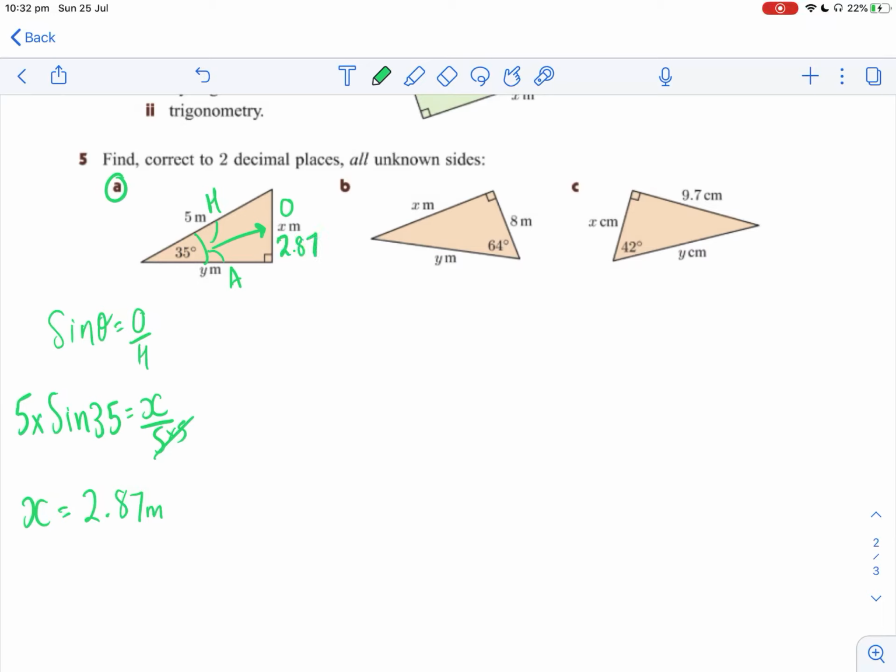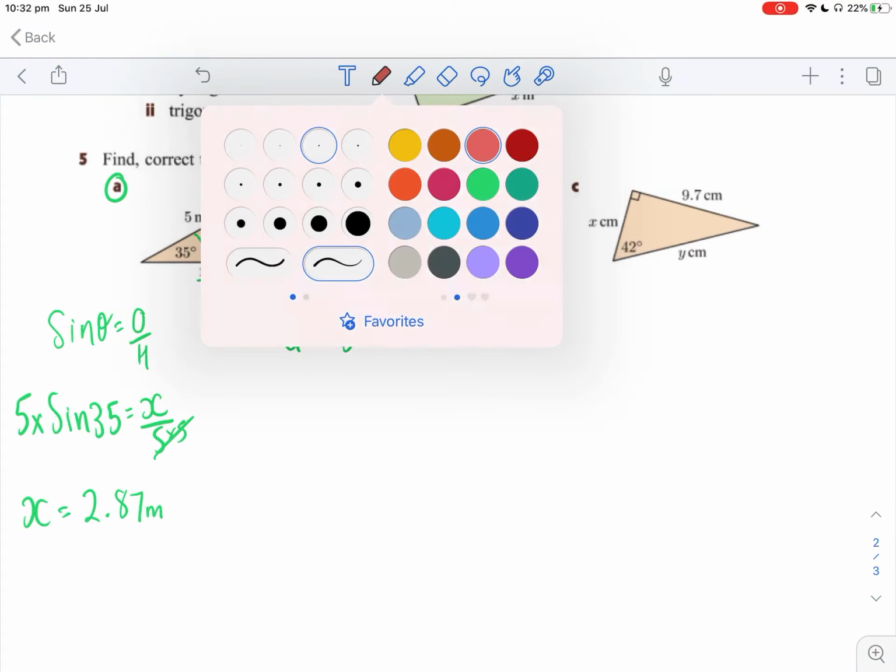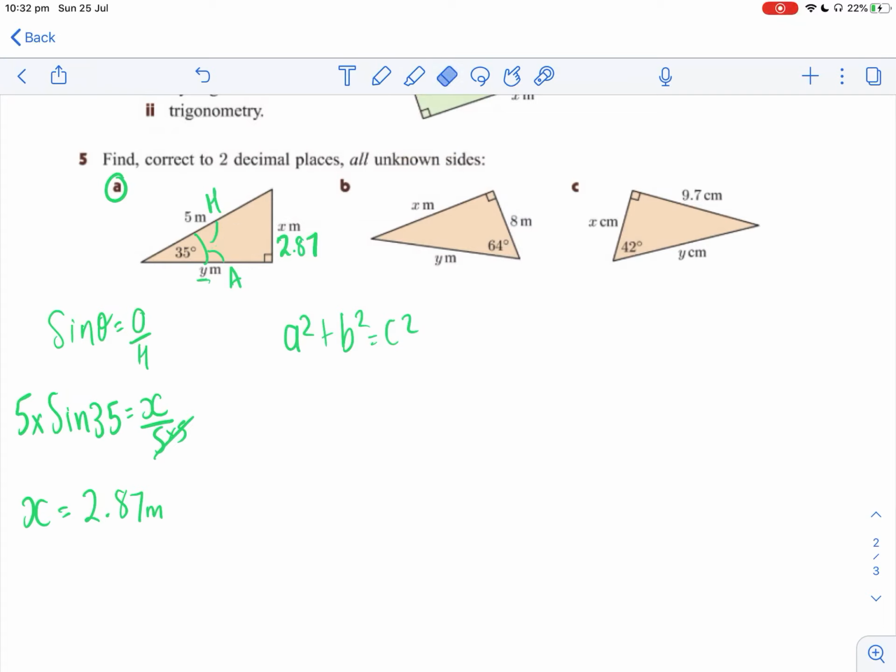Now there's two ways to find y. One is you could use trigonometry and the other is to use Pythagoras. So I'm actually going to use a squared plus b squared equals c squared. I'm going to change colors and I'm actually going to get rid of this stuff for a minute. So now remember c is always the hypotenuse, so I'll call this one a and I'll call y b. So I've got a squared plus b squared equals c squared. My a is 2.87 squared plus y squared equals 5 squared.